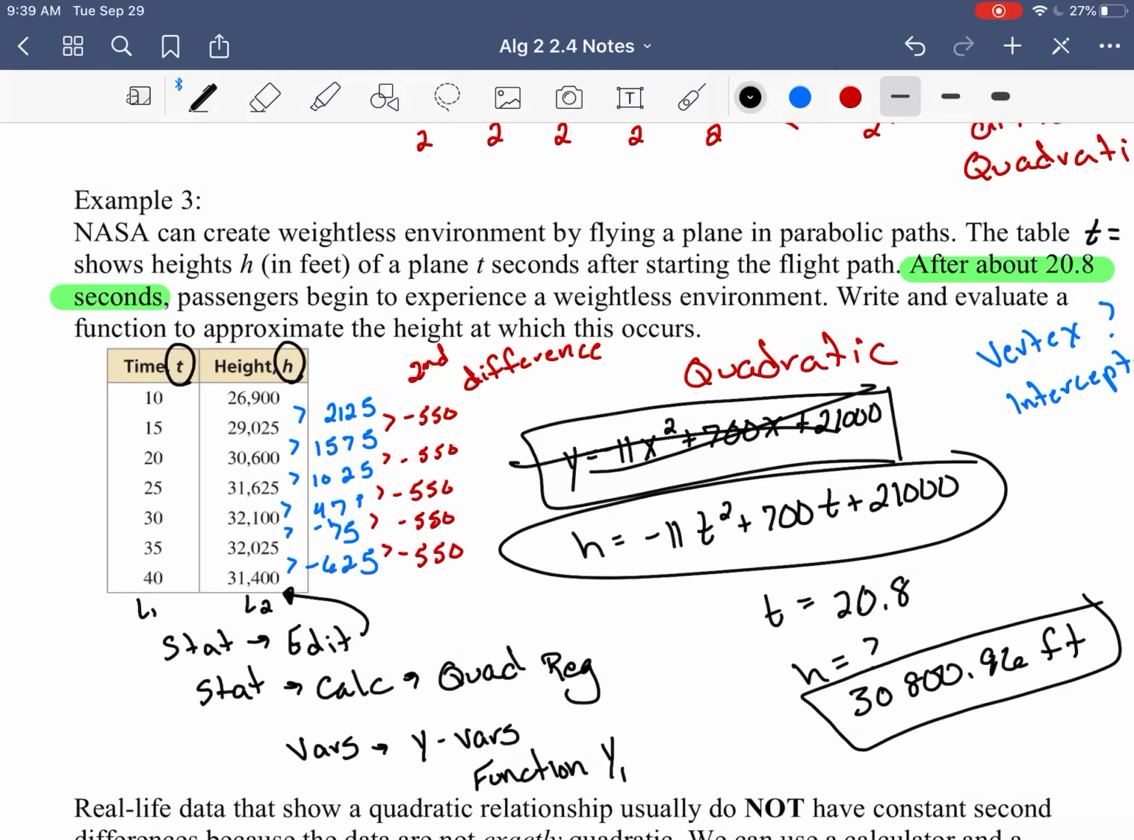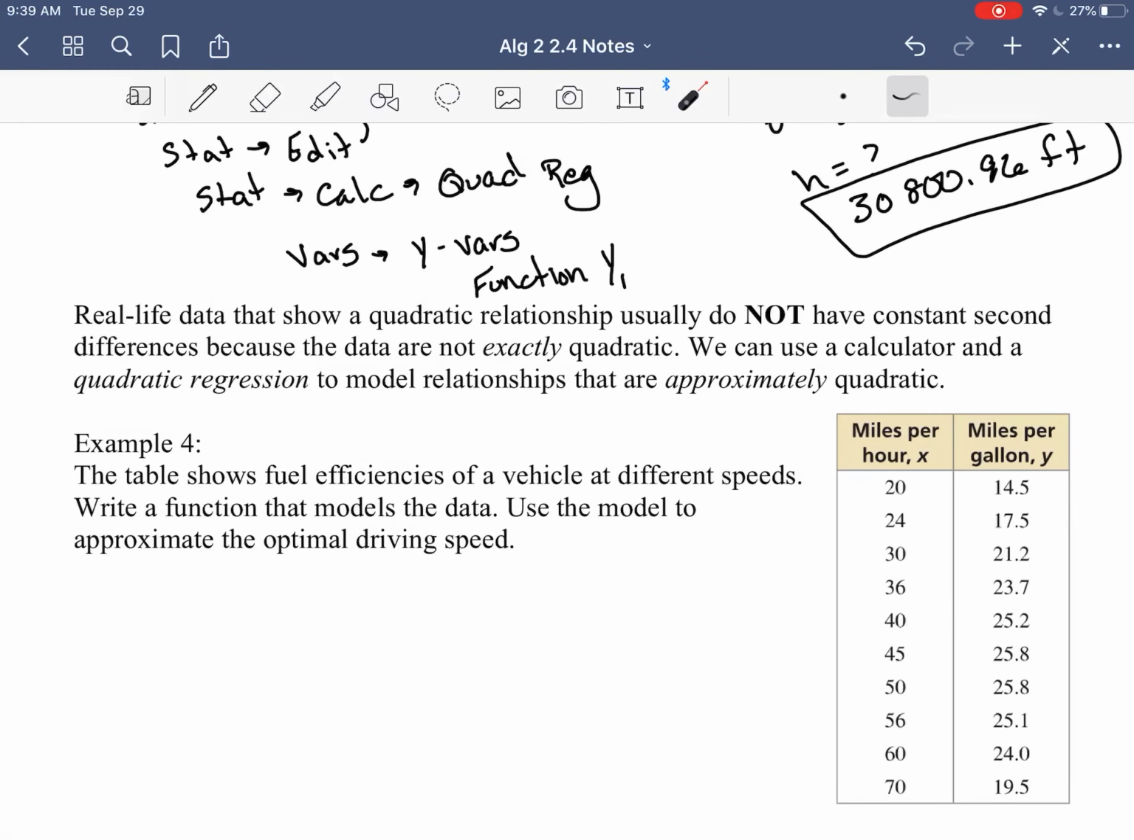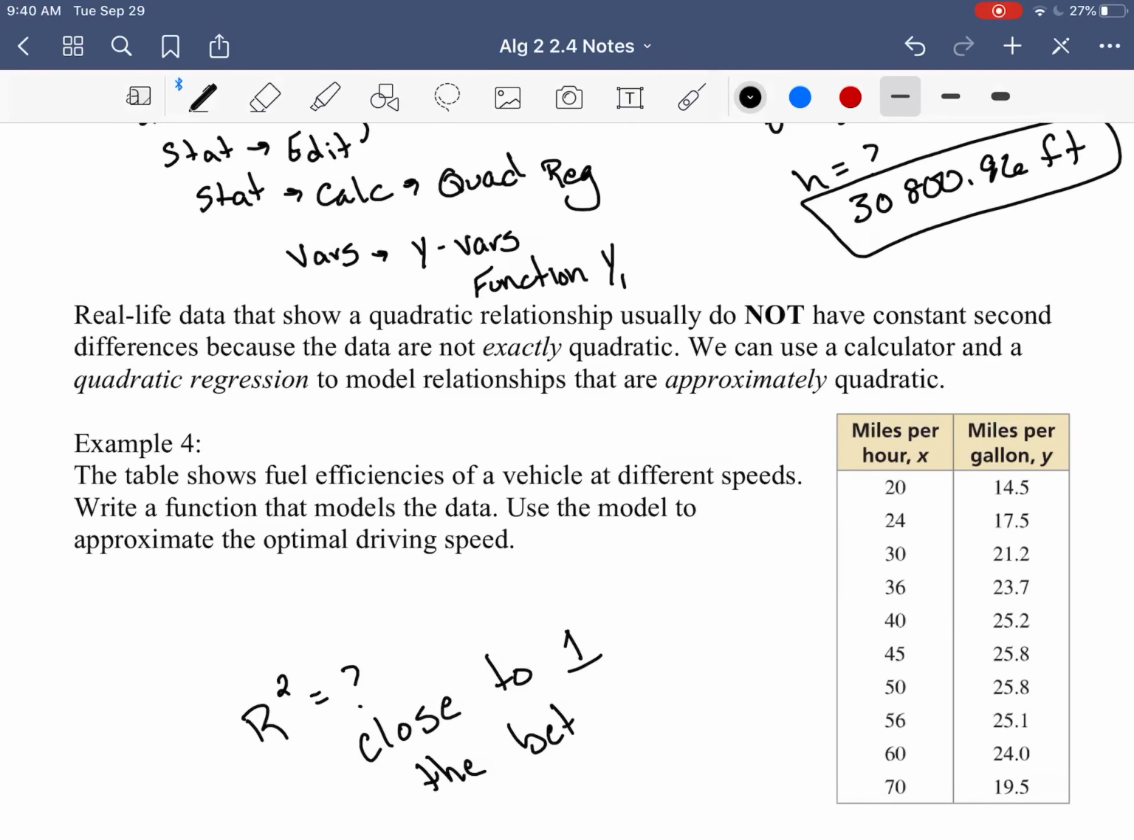Okay, so this was somewhat real life data, except I think the numbers were fudged a little to get it to have this perfect second difference. Real life data doesn't really work that way. We don't always get that perfect second difference. So we can use our calculator and use that r value to determine how well it fits. In this case, for a quadratic, we use an r squared value. Again, we want it to be close to 1. That r squared value will never be negative, but close to 1. The closer it is to 1, the better the fit.